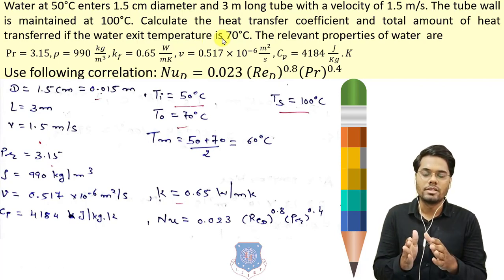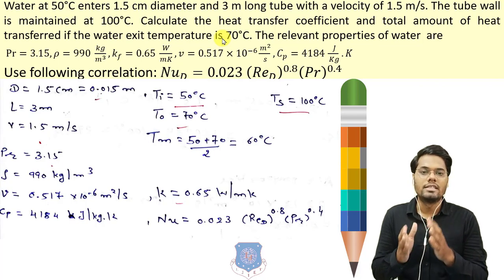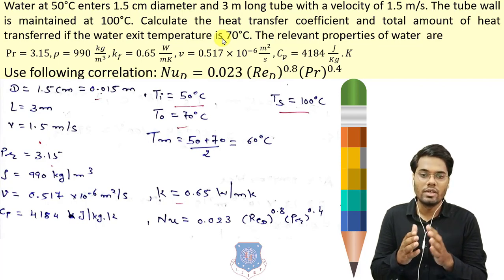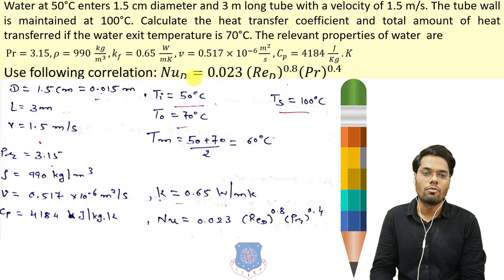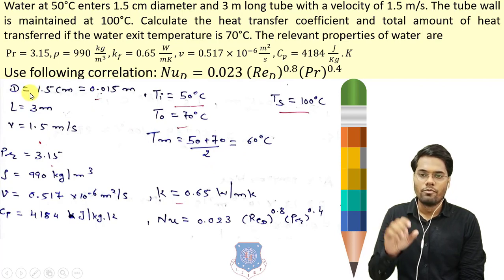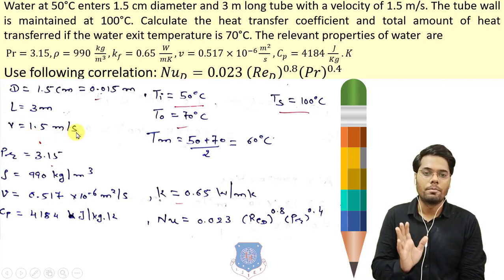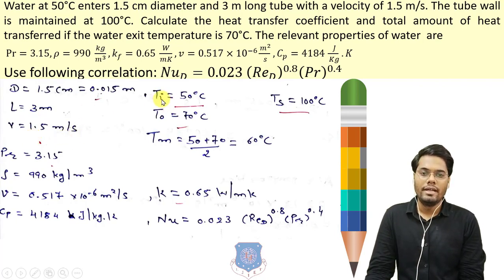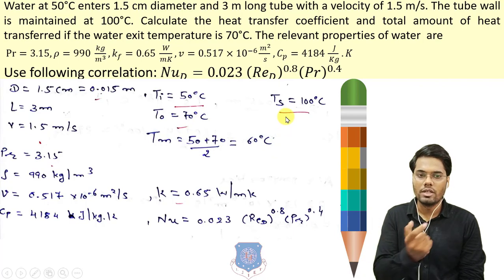Here we have two temperatures, the entry temperature of the water as well as the exit temperature of the water. So we can easily calculate the mean temperature of water, which is 50 plus 70 divided by 2, which is 60 degrees Celsius. We know the diameter of the tube, the length of the tube, which is 3 meter, and the velocity of the water, which is 1.5 meter per second. The inlet temperature is 50, the outlet is 70, so the mean temperature is 60 degrees Celsius. The surface temperature of the tube is 100 degrees Celsius.